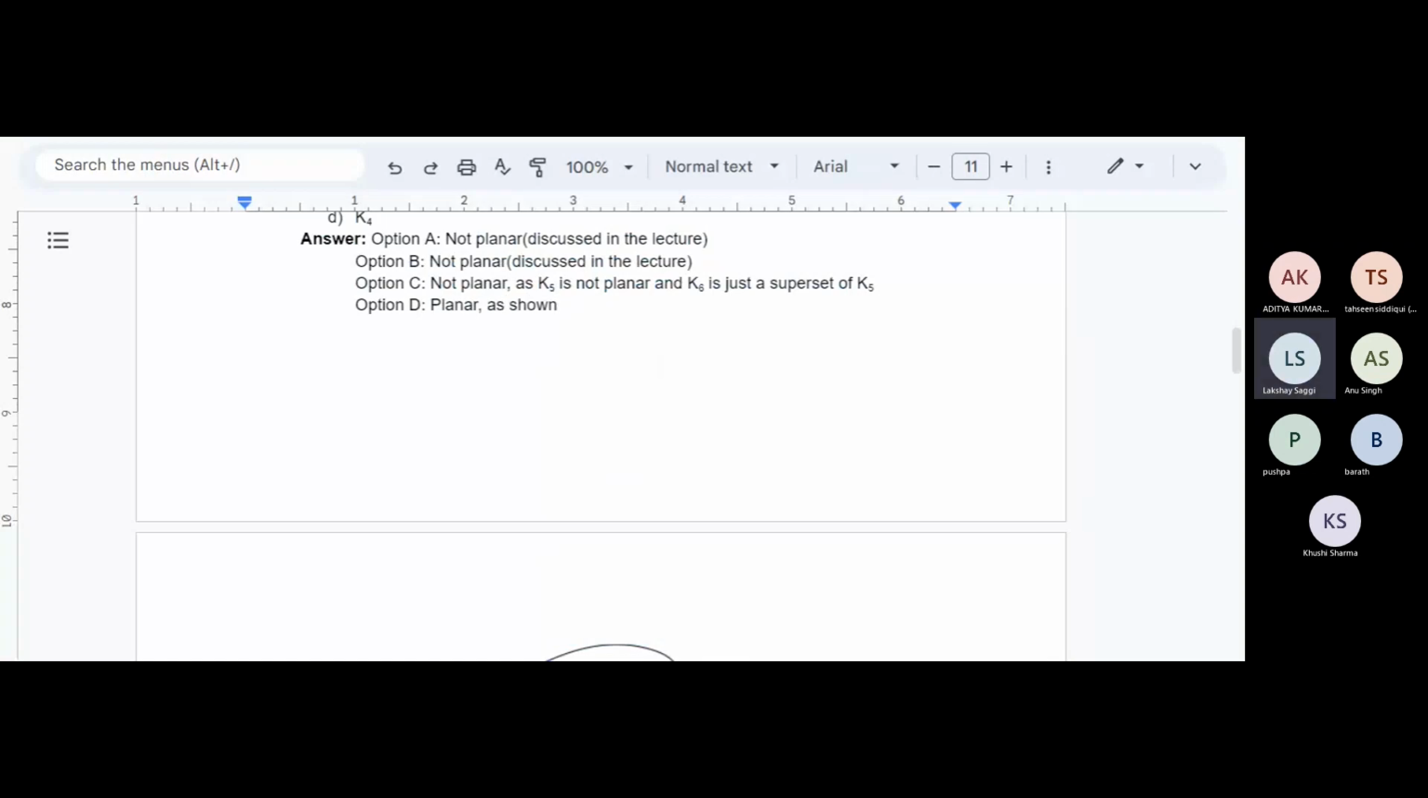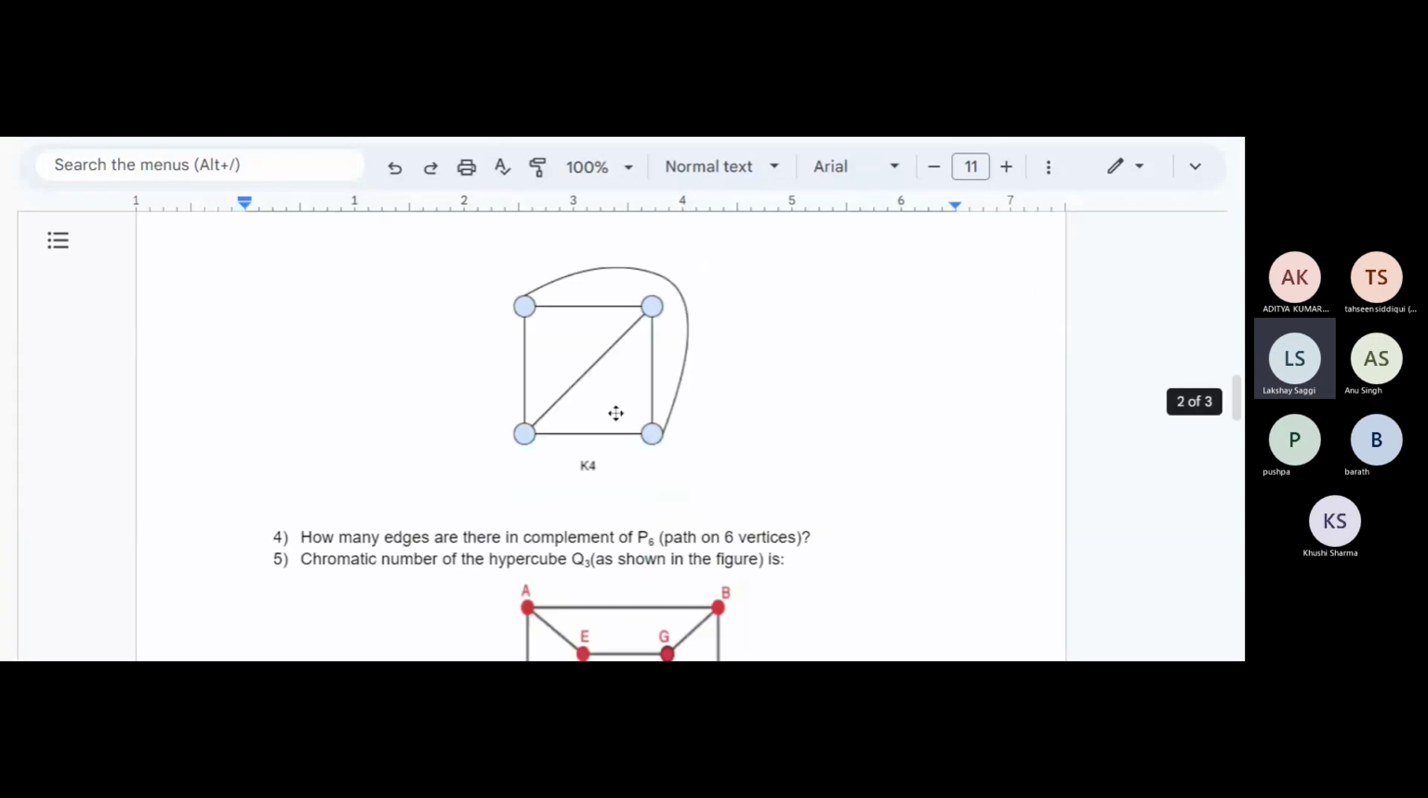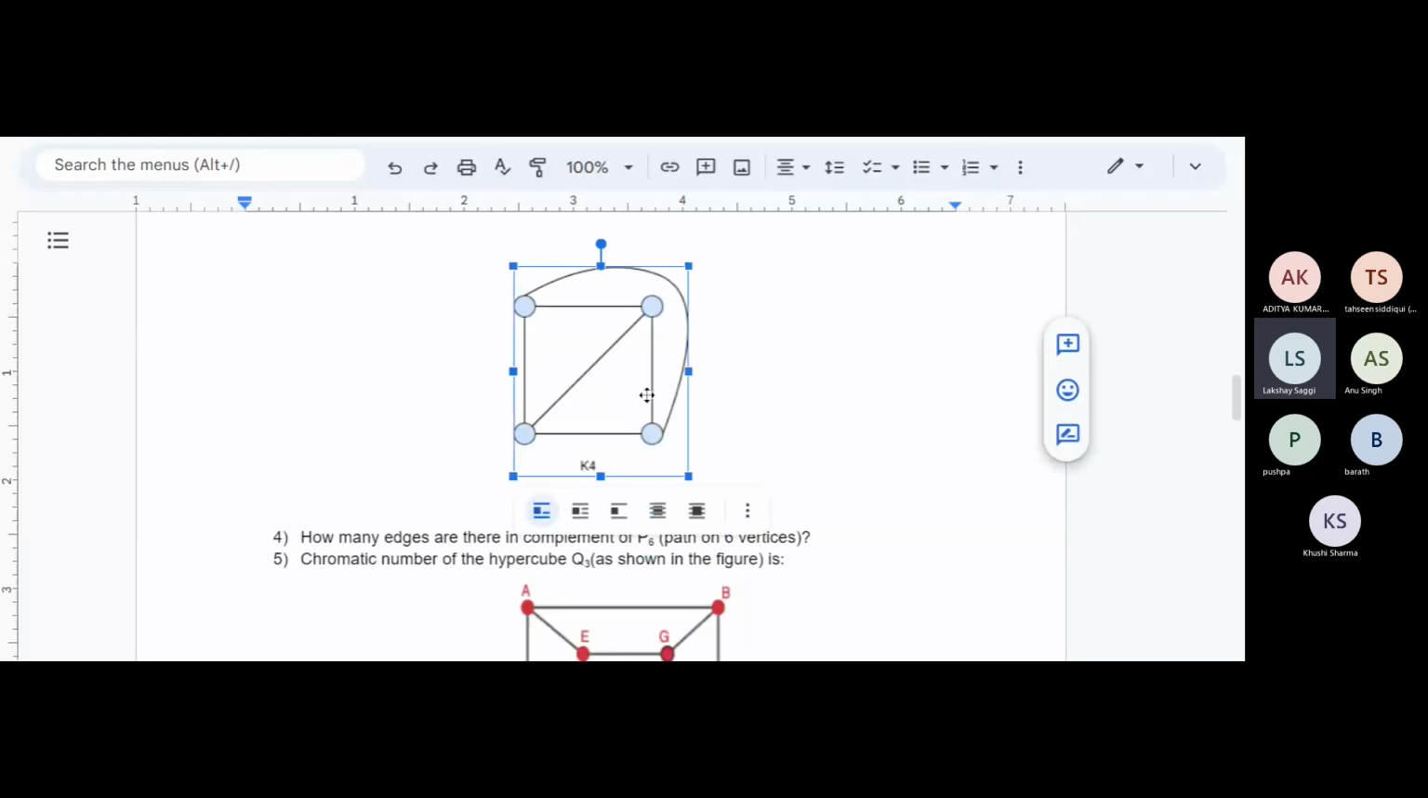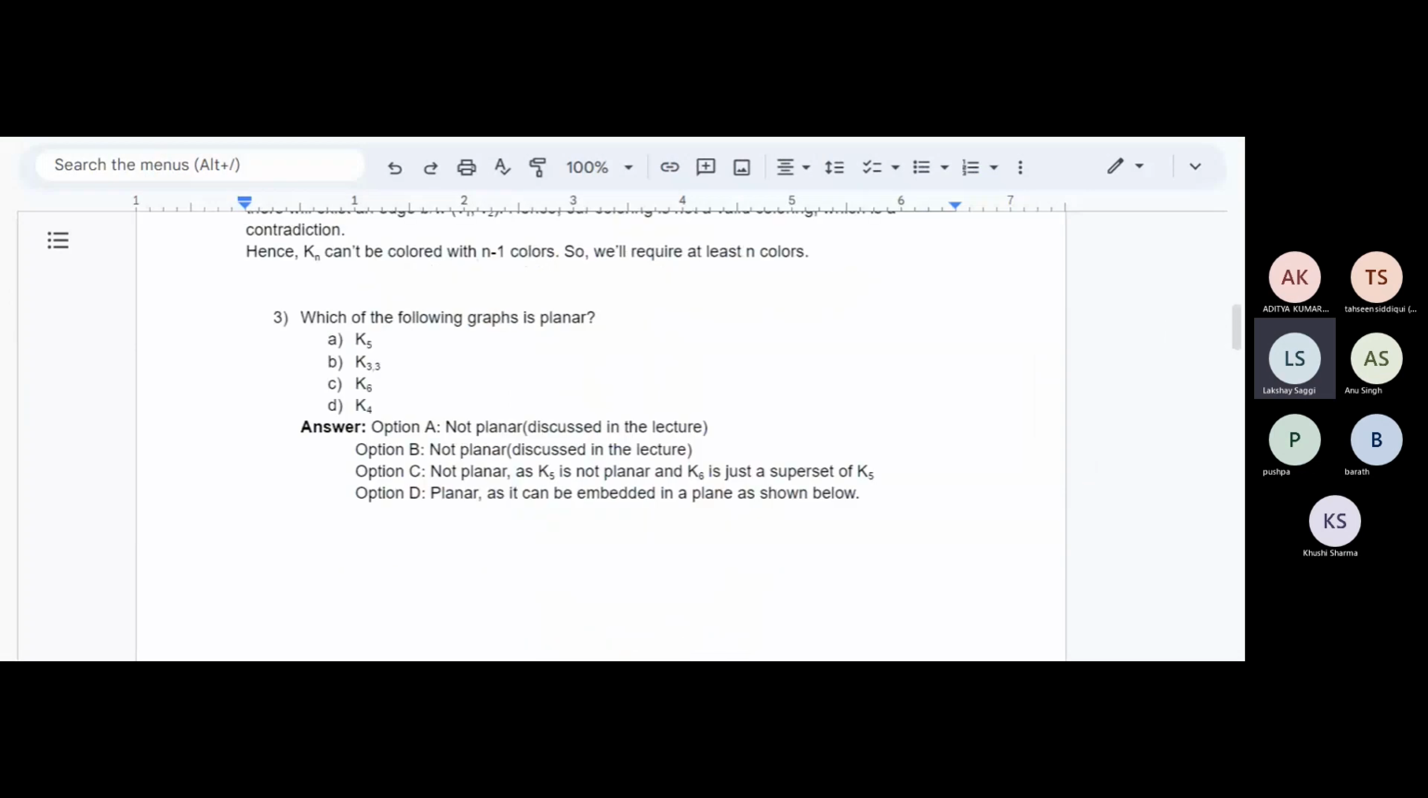As it can be embedded in a plane as shown. So for this option D, you can see this is the planar embedding for K4. So that's why K4 is planar. So option D is the correct answer.